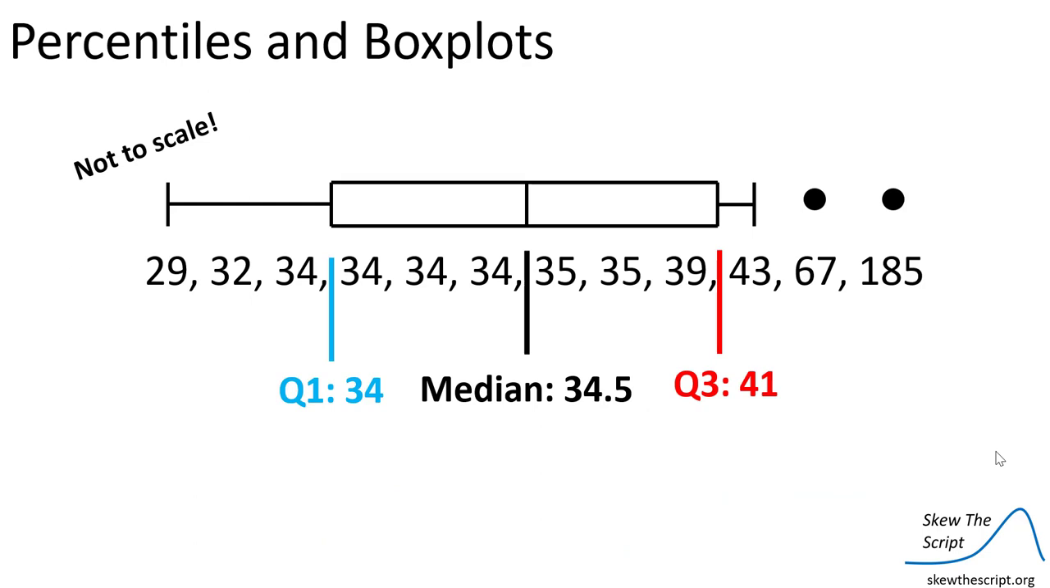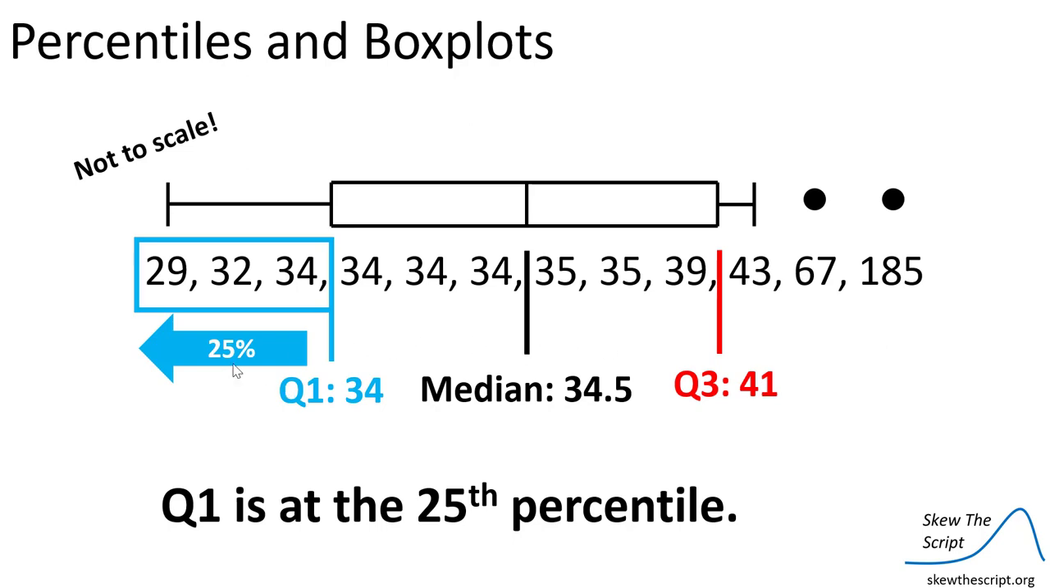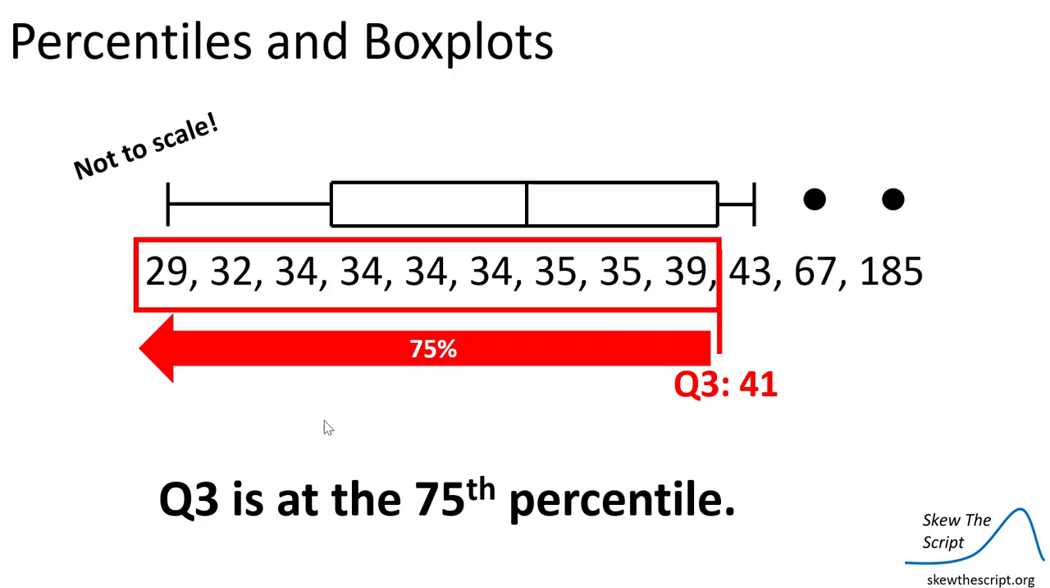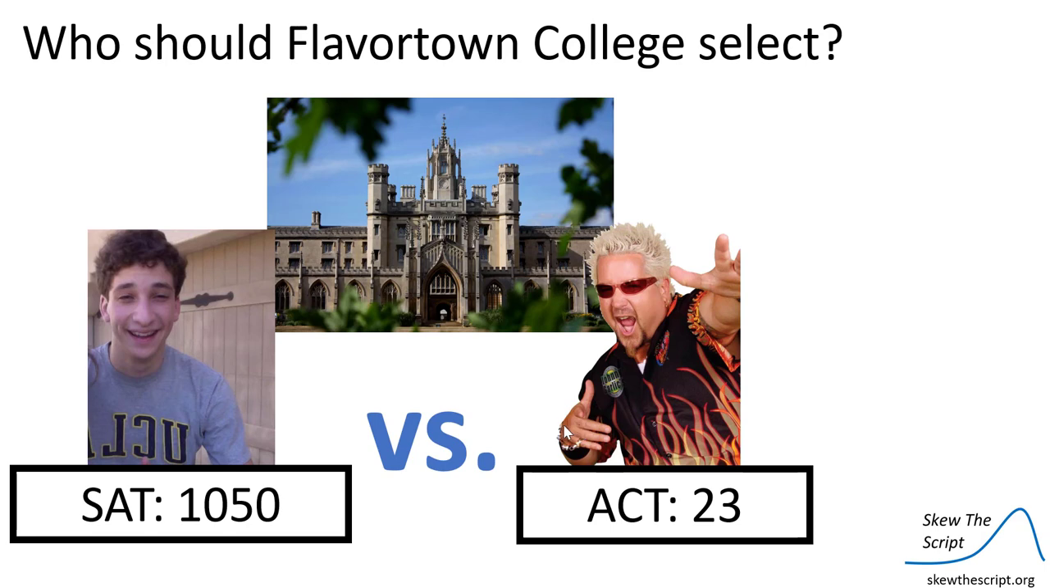Notice this is not to scale, but we can get our percentiles from this. Thinking about your quartiles, remember that Q1 is at the 25th percentile, so 25% of data are in Q1. The median, Q2, is at the 50th percentile; 50% of data are below the median. Q3 is at the 75th percentile, so 75% of data are going to be below Q3. And then you have that top one right there.